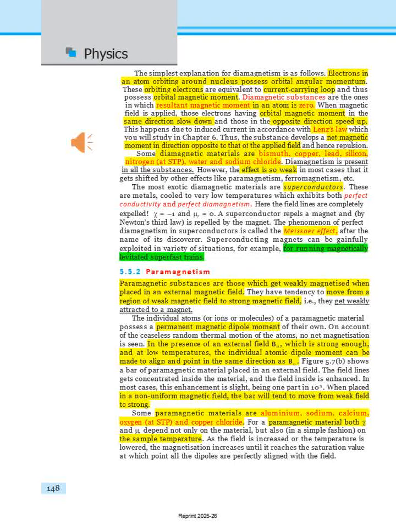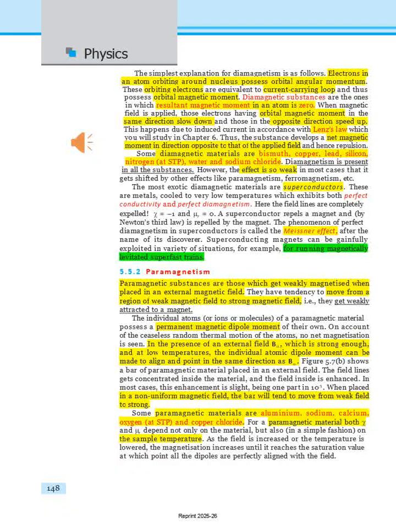The most exotic diamagnetic materials are superconductors. These are metals, cooled to very low temperatures, which exhibit both perfect conductivity and perfect diamagnetism. Here the field lines are completely expelled. Xi equals -1 and mu r equals 0.